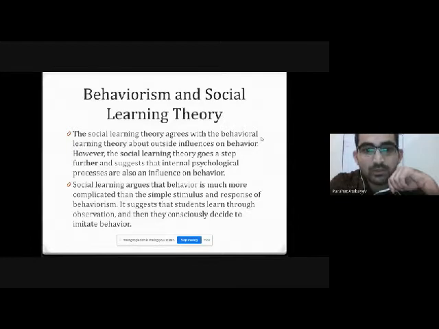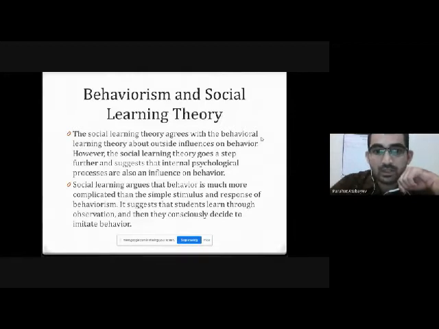Individuals may see things being done, but the social learning theory says that internal thoughts impact what behavior comes out. Behaviorism doesn't study or factor in the internal thought process as an element of the actions. Social learning argues that behavior is much more complicated than the simple stimulus and response of behaviorism.